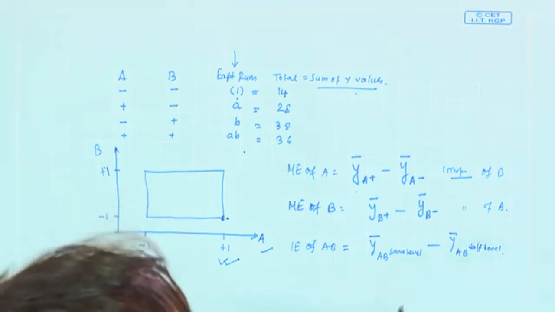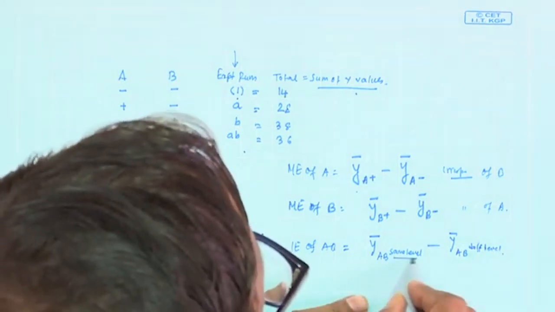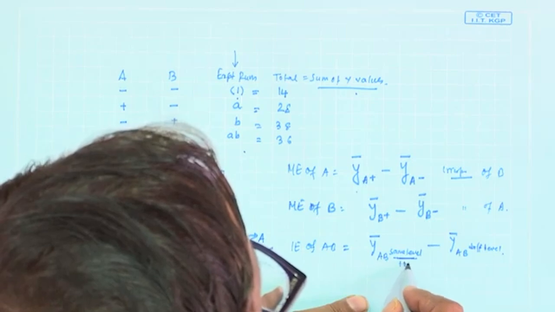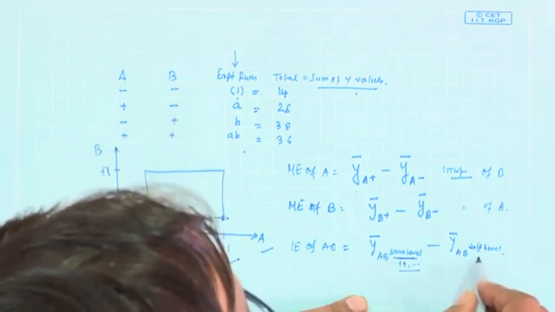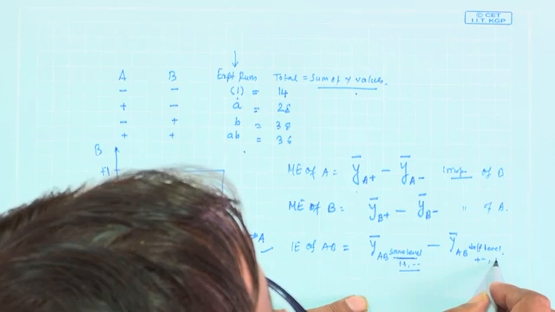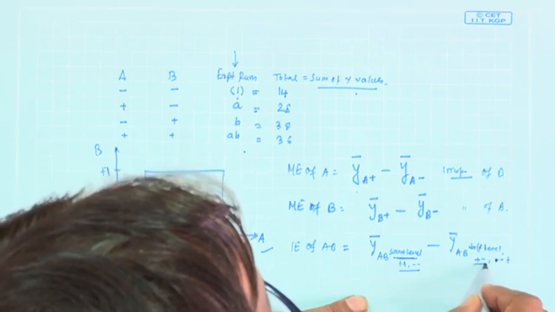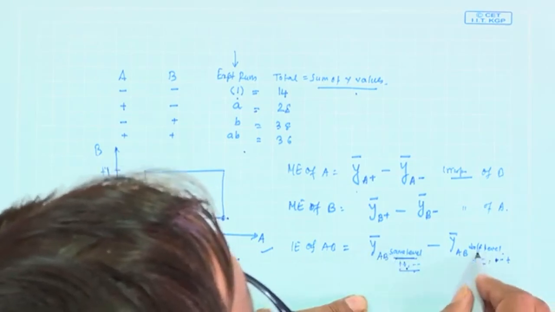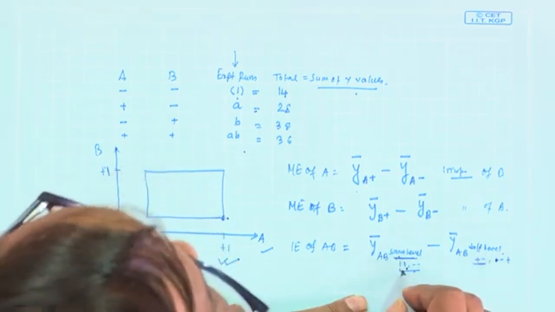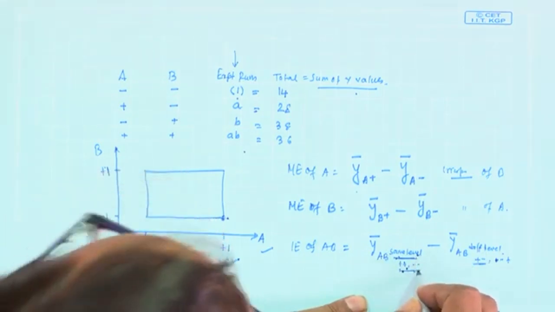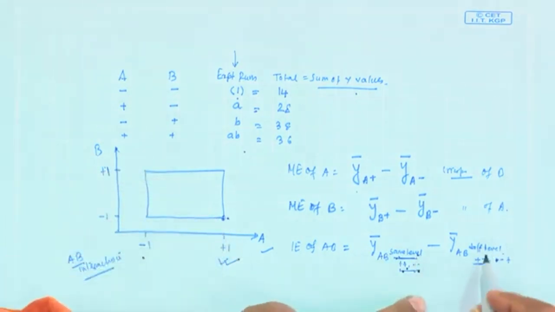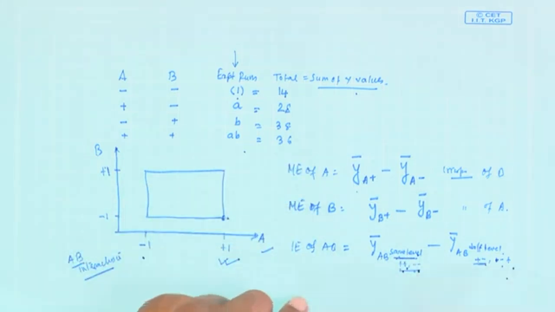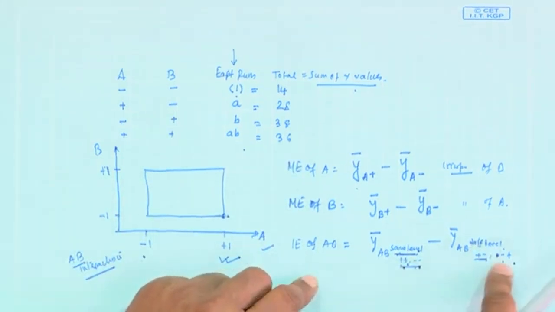What does it mean? That means the same level means A at positive or negative, that is A at high or low. A at high, B at high, or A at low, B at low, that is the same level. Here what is happening? A high, B low, or A low, B high, that is the different level. So, what is the average of this, and then minus the average of this.